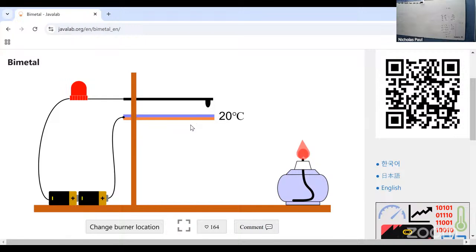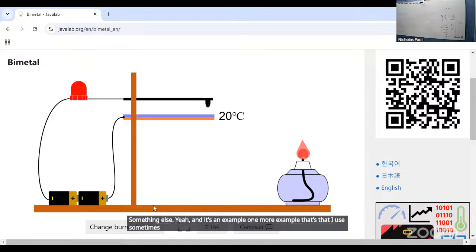Something else. Yeah, a next example. One more example that you all use sometime, maybe once a week, before you go to school.